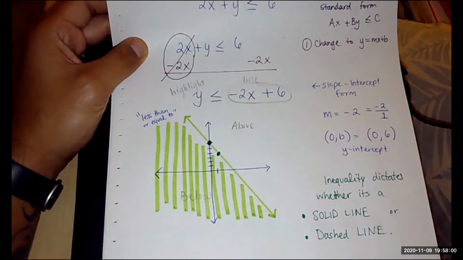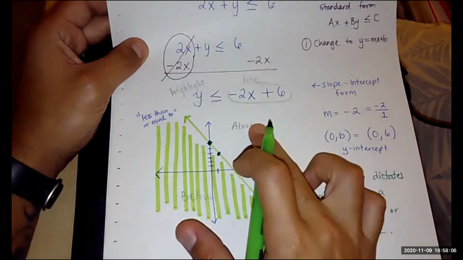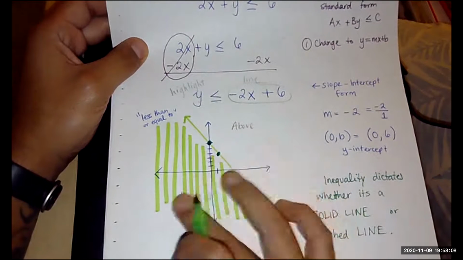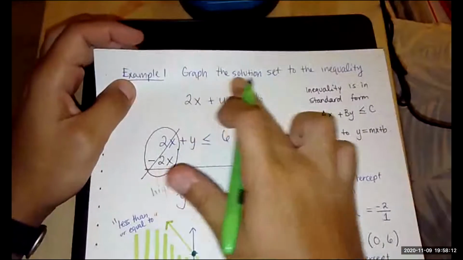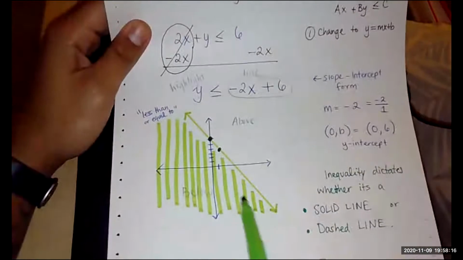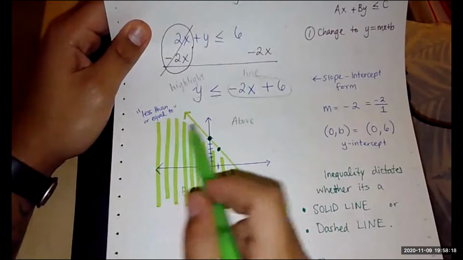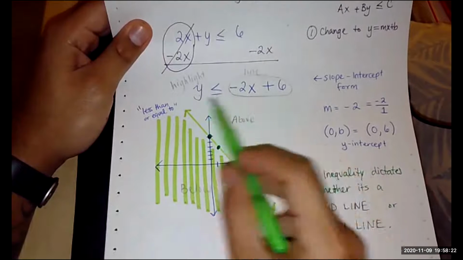So with these inequalities, you're not only going to draw a line, you're going to choose either a region above the line or below the line, and that's what you're going to highlight. That's what the question's meaning when it's asking you to graph the solution set for the inequality. And that's that every single point below the line is a solution that satisfies this inequality.